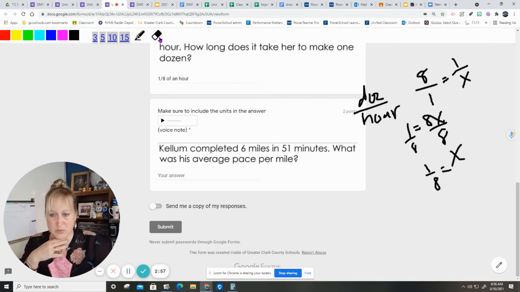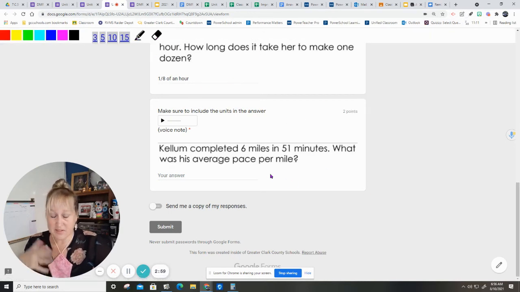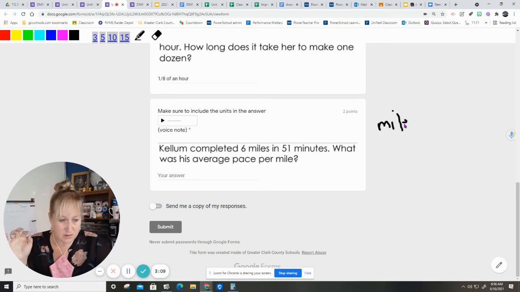Okay, we're doing the next one. Again, I'm going to set it up like a proportion because that makes sense to me. And I'm going to do miles per minute. Again, I need the proportion because I need to know which one to divide by what. So I'm doing 6 miles in 51 minutes equals 1 mile in unknown minutes.